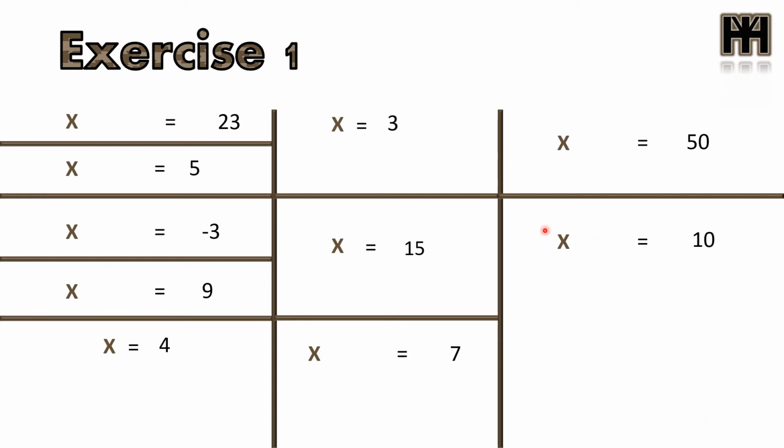Then we'll send the 2 over 5 to the other side. We have x multiplied by 2 and divided by 5. It will be reversed. It will be 5 over 2 times 4. So 4 multiplied by 5 over 2 will give us 10.